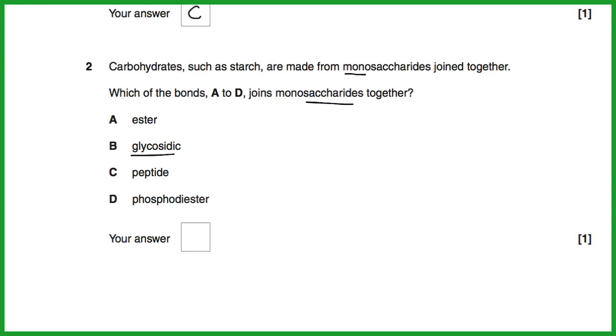And the reason for that is that an ester bond joins together a glycerol to fatty acids. A peptide bond joins amino acids together to make a peptide and then a protein. And a phosphodiester bond joins together nucleic acids in a chain to make DNA or RNA. Whereas a glycosidic bond is made by a condensation reaction between two sugar units.